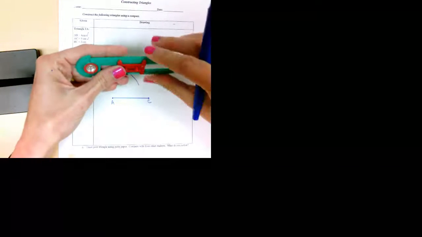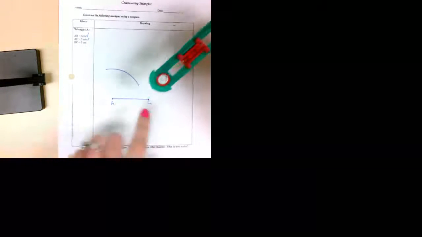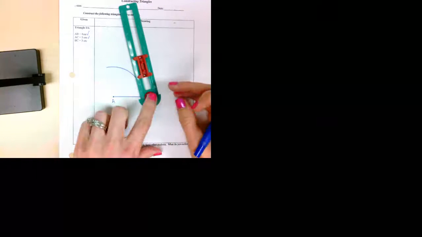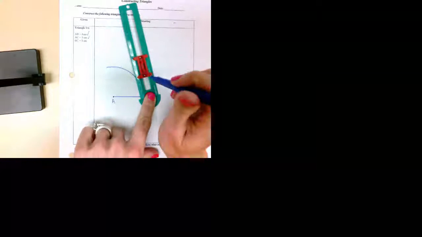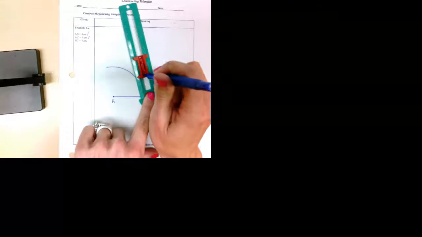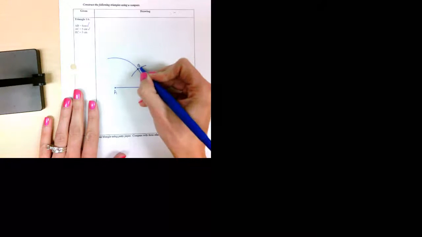Now we're going to do BC. So BC is 3 centimeters. So I'm going to move my measure to 3 centimeters. Since it's BC, I wouldn't lay my compass down on A. I'm going to lay it down on C. Make sure I line it up. Put my finger down. Put my pencil in the hole next to the 3 and draw another arc. Where your two arcs intersect is point B.